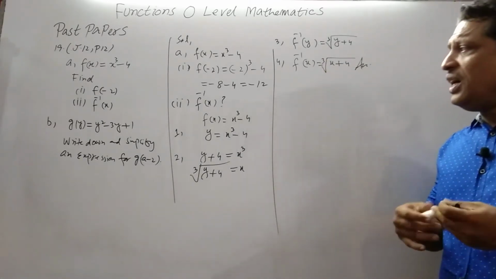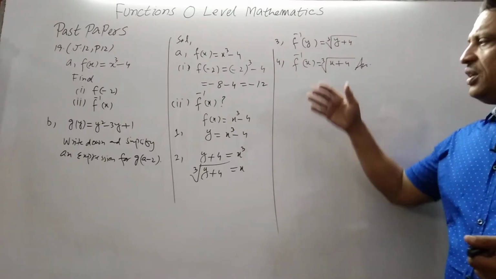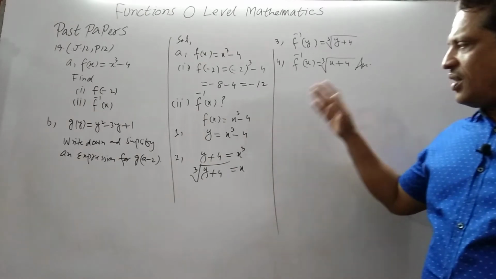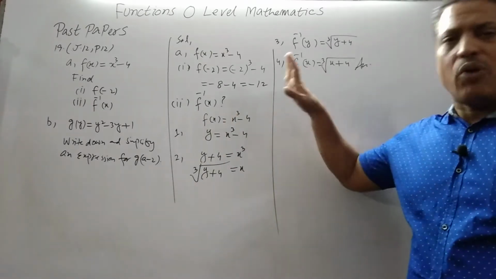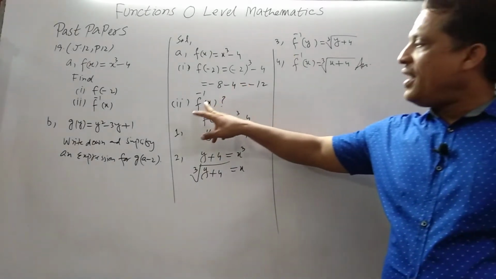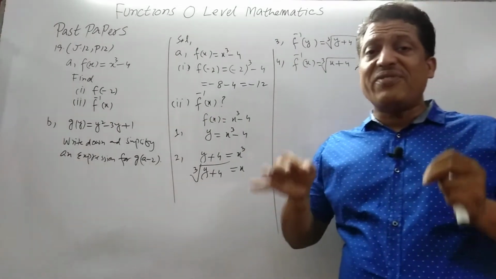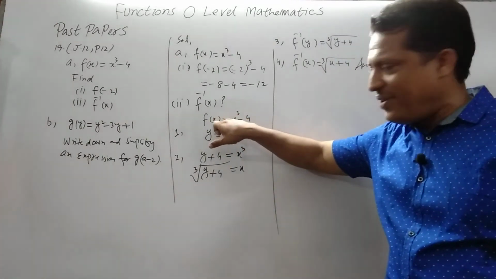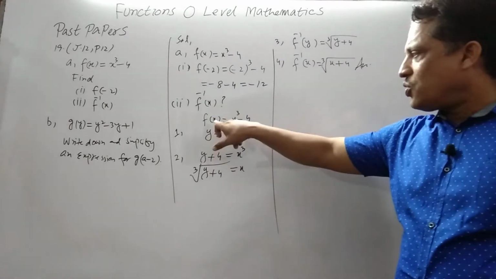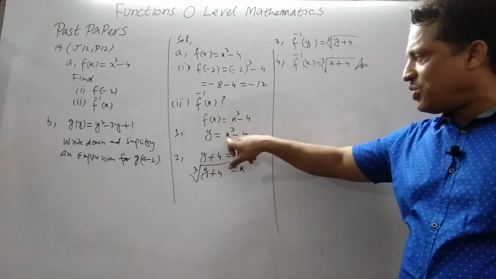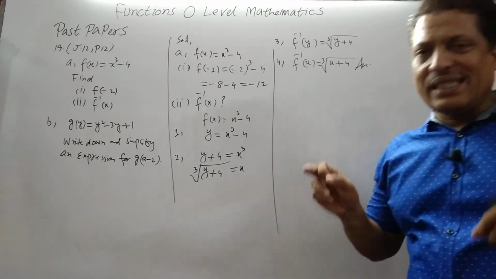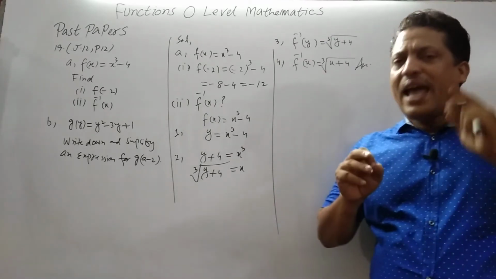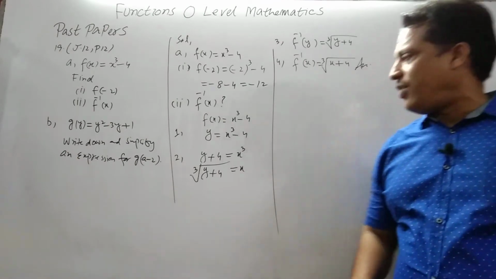I want to give you one more time all the steps. Whenever we find f inverse x, first we have to replace f(x) by y. So y equals x cubed minus 4. The second step is always make x the subject of the given formula.